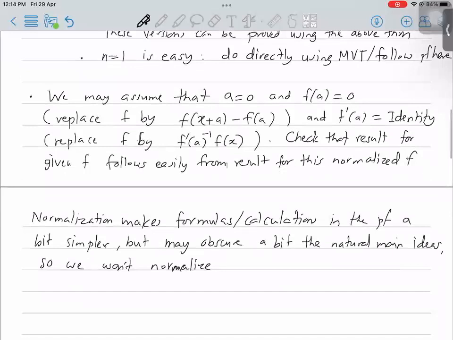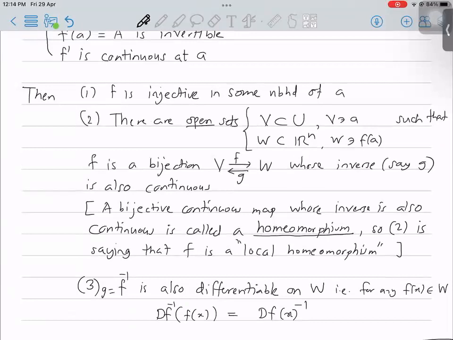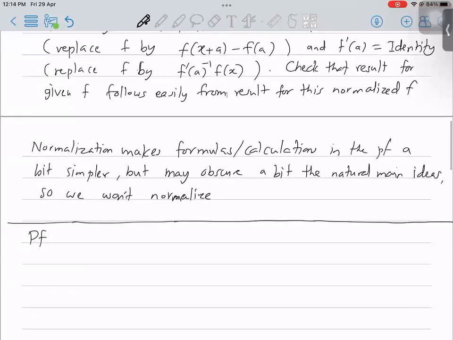So steps. So proof. And we will follow the same steps. First, it's the injectivity of f in some neighborhood. So 1. So we will prove the injectivity of f on a ball B around A.